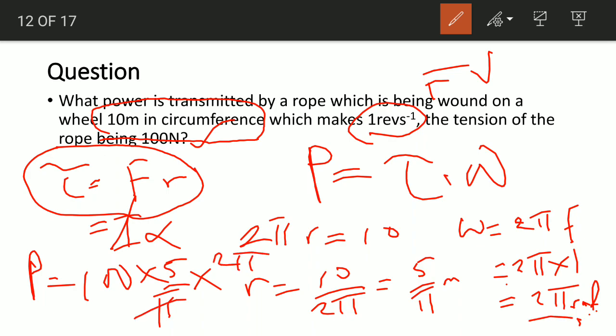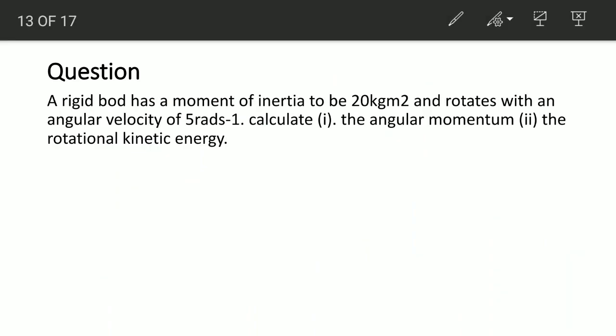So you can see that this can cancel this, and at the end of the day, 100 times 5 is 500, times 2 is 1000. So our final answer is 1000 watts, which we can still write as 1 kilowatt. That's quite interesting.